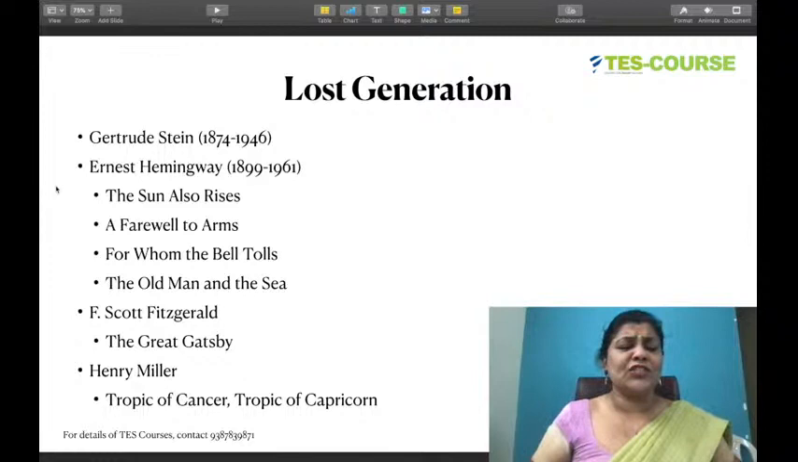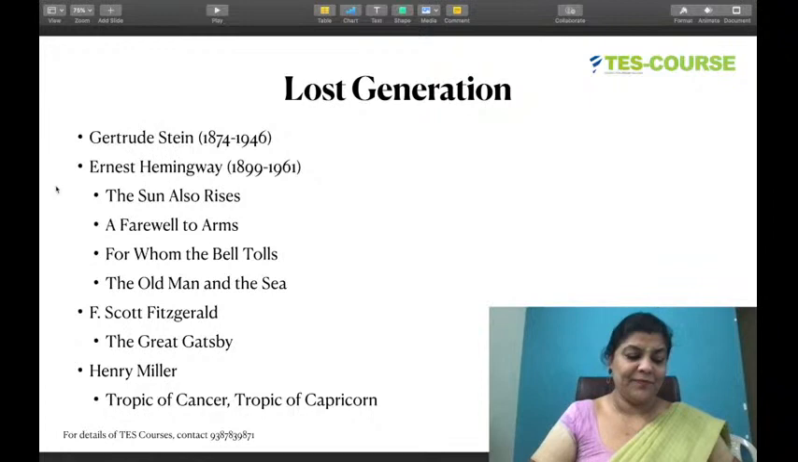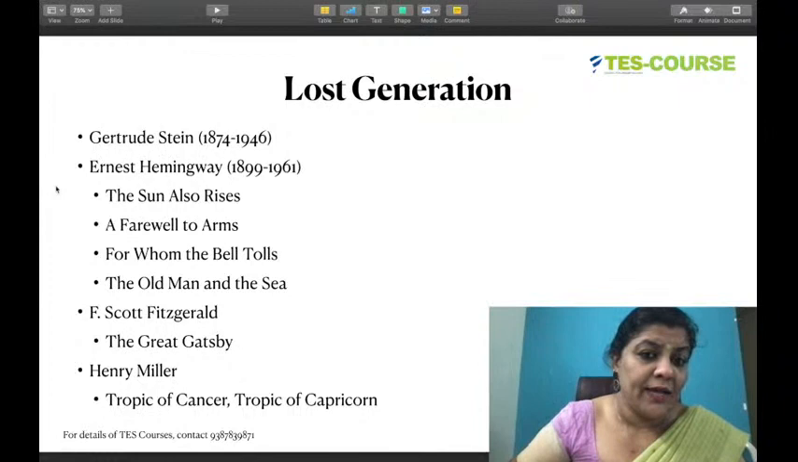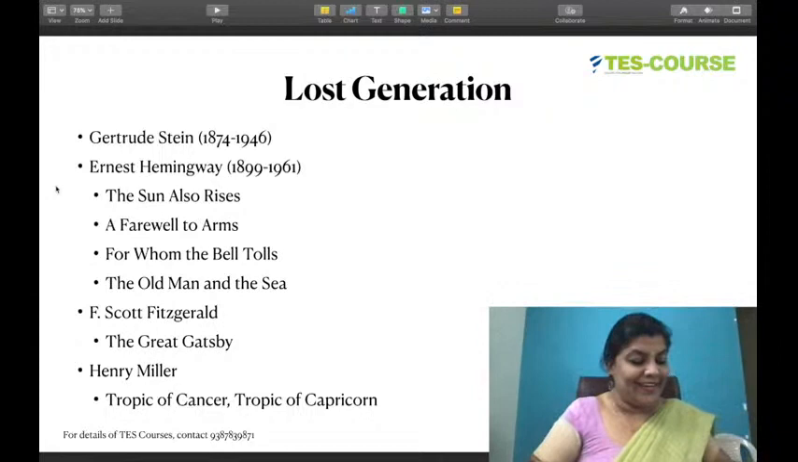Robert Jordan is in For Whom the Bell Tolls. Lieutenant Frederick Henry and Catherine are in A Farewell to Arms. What fish is Santiago catching in The Old Man and the Sea? It is a huge marlin.